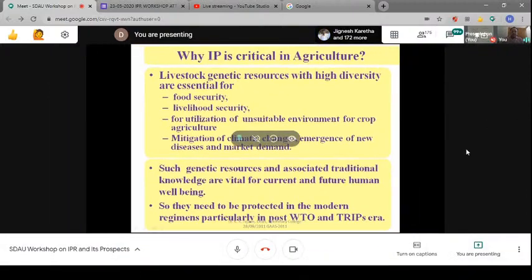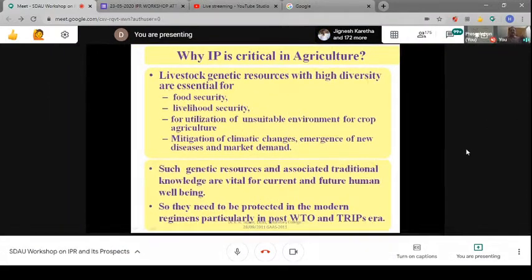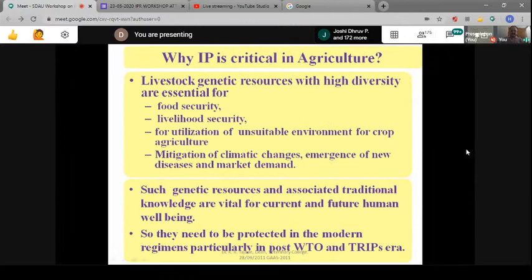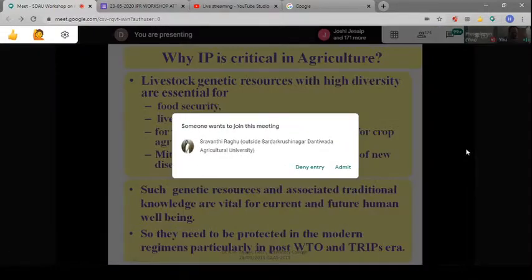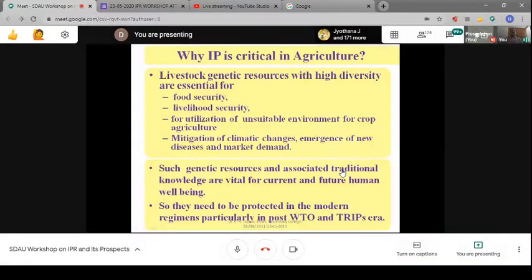Okay, now why are we discussing intellectual property in the agriculture universities, or in the state agriculture universities? Just a few decades ago, nobody was aware about patents, intellectual property, or geographical indications. So there was no interest in the public domain. But in the last decade or two, there has been great awareness regarding intellectual property, and that awareness is also very critical in the agriculture sector.